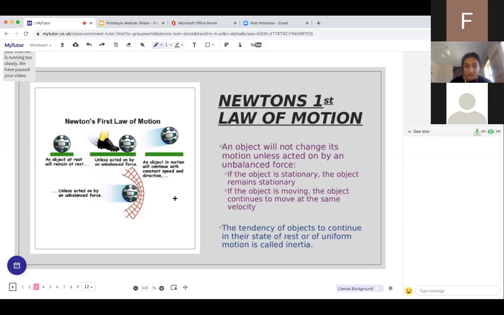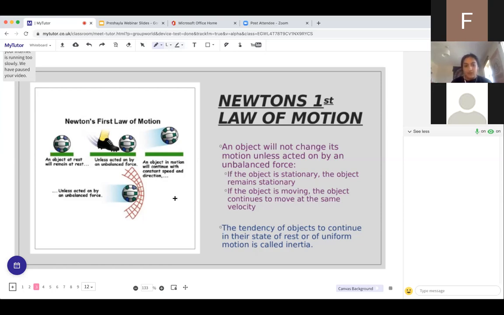Another example is a vehicle. Let's take a car, for example. The car is driving along a road, constant motion, constant speed, right? You're putting your foot on the accelerator pedal, you're letting it go with constant motion, constant speed, constant direction. Unless you put a force on that car to slow it down, it's going to carry on. An example of a force that might change the motion is the brakes. When you press the brakes, the object no longer moves with constant speed and constant direction, it slows down because it's been acted on by an unbalanced force, which is the brakes.